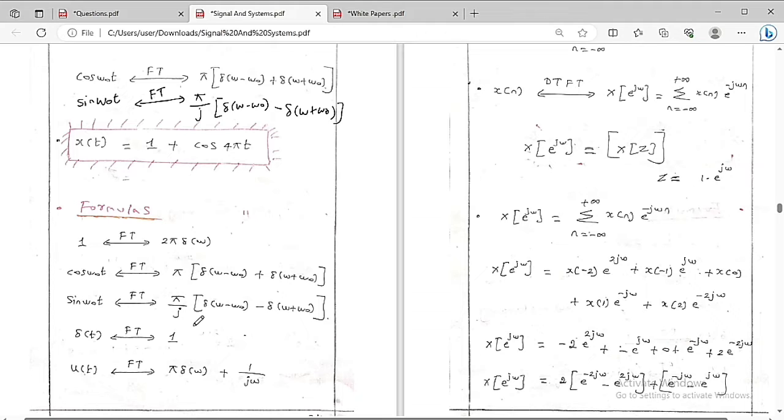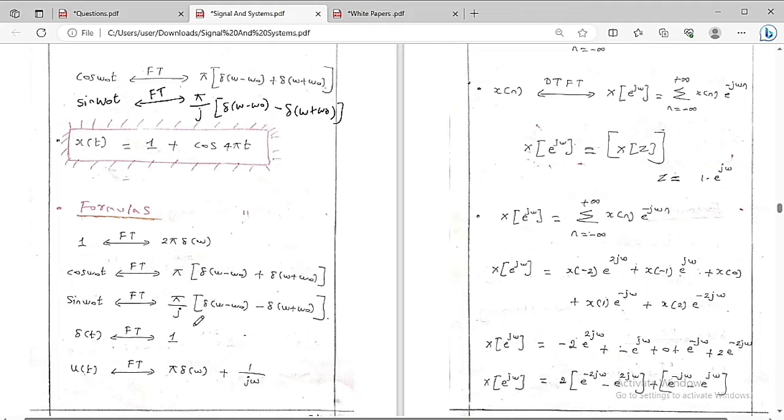So finally, for 1, the Fourier transform is 2 pi into delta of omega. For cos omega naught t, it is pi into delta of omega minus omega naught plus delta of omega plus omega naught. For sin omega naught t, it is pi by j into delta of omega minus omega naught minus delta of omega plus omega naught. For delta of t, the Fourier transform is 1. And for u of t, it is pi into delta of omega plus 1 by j omega.